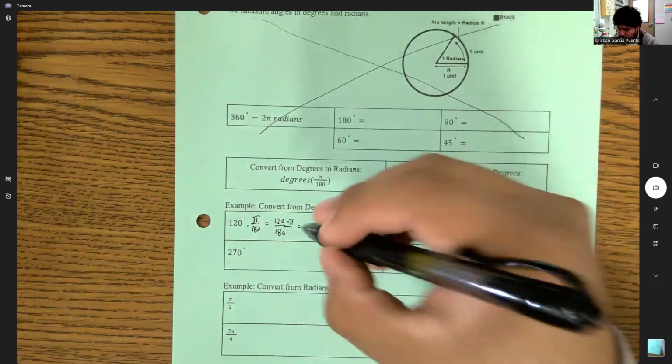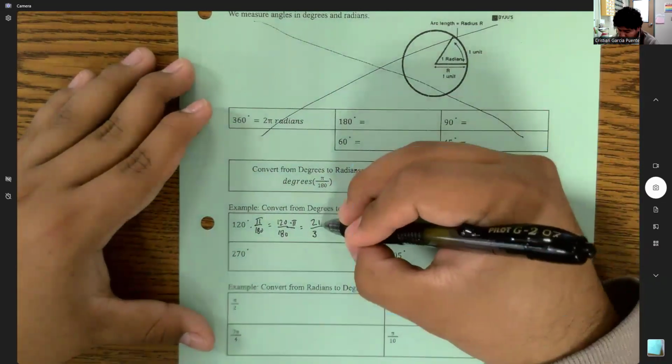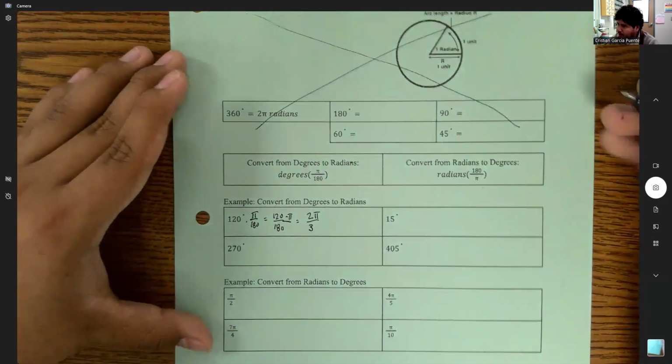So it's 2 over 3. So you're just going to go 2 over 3. And then you're just going to add the pi at the top. And boom, you're done. All you got to do.